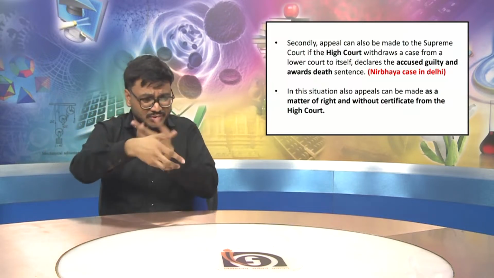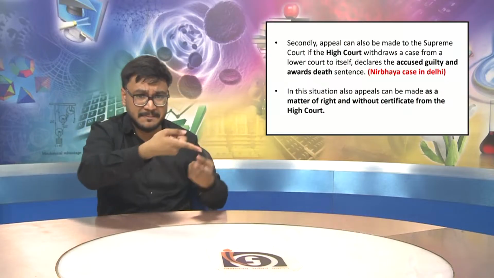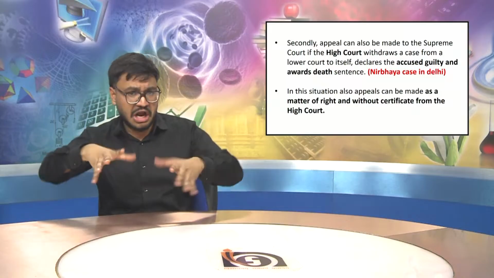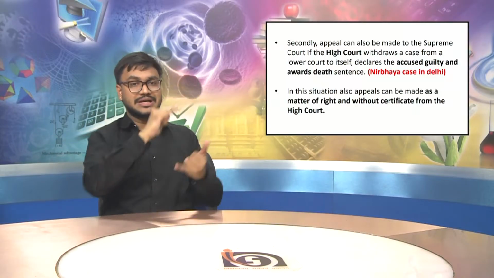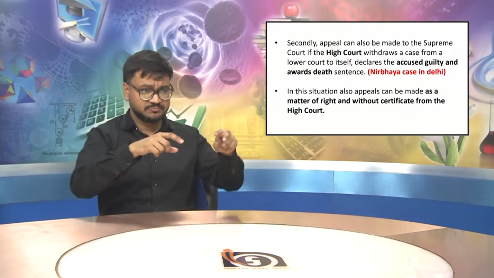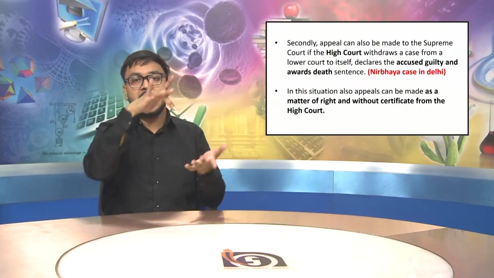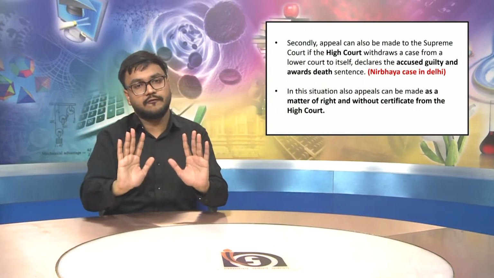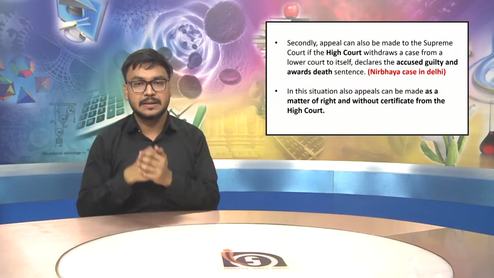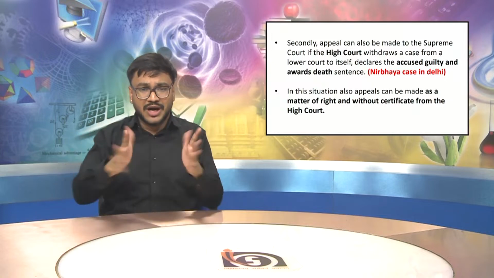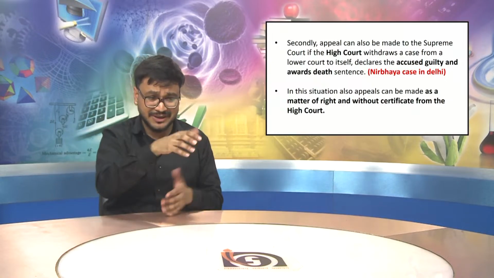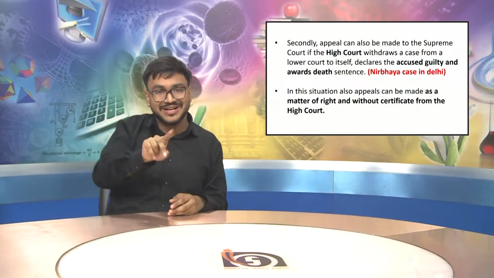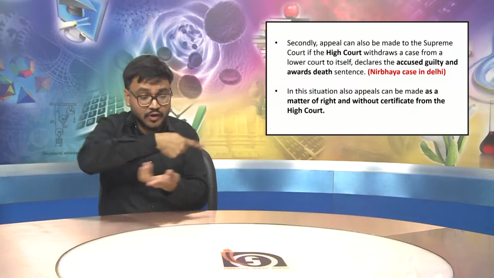Secondly, appeal can be made to the Supreme Court if the High Court withdraws a case from a lower court to itself, declares the accused guilty and awards death sentence. For instance, we can look at the Nirbhaya case in Delhi. In this situation also, appeals can be made as a matter of right and without a certificate from the High Court.